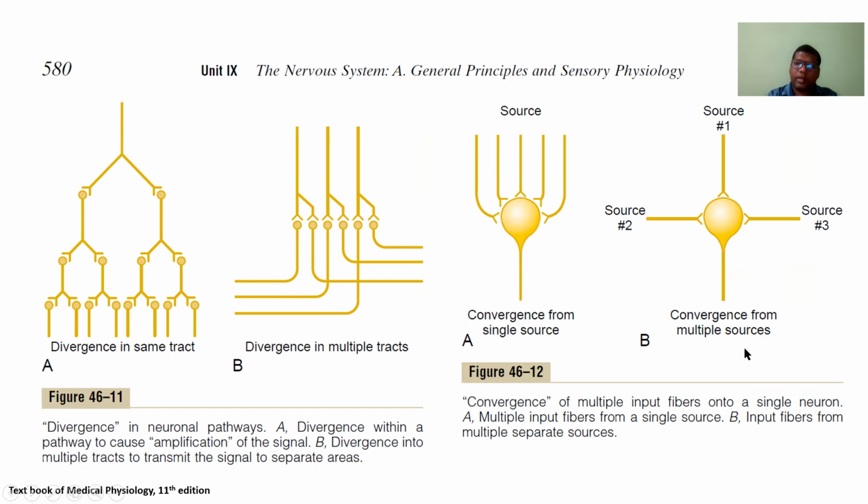And convergence from multiple sources. So source 1 from a different part of the body, source 2 from a different part of the body, source 3 from different areas, so that all the neurons are coming in, they are converging from multiple sources into one neuron or one specific area. So this is convergence from multiple sources.